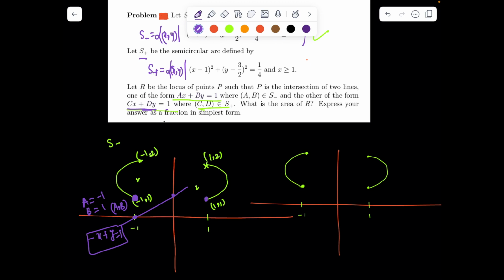Similarly, let's take a point (c, d) which belongs to S plus. For the sake of simplicity, let's take this point over here.